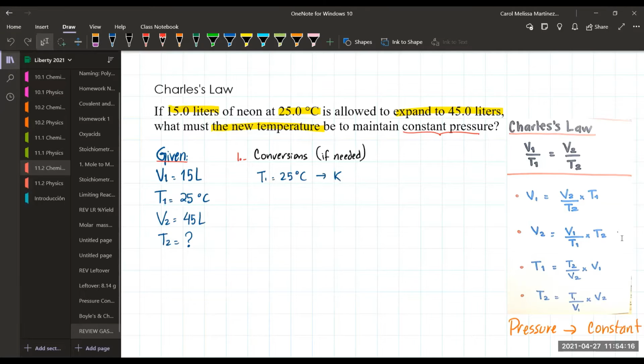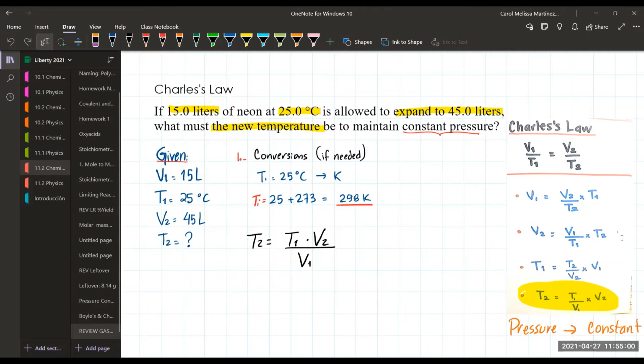So we say 25 plus 273 is equal to 298 Kelvin. So this is going to be your initial temperature, but in kelvins. Now from this, we apply the formula to calculate the new temperature or the final temperature, which is the last one, okay? So we write down the formula and we say temperature 2 is equal to temperature 1 times final volume divided by initial volume.